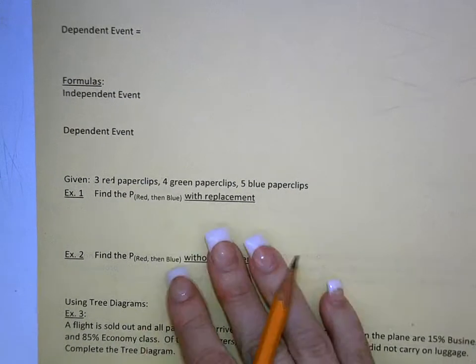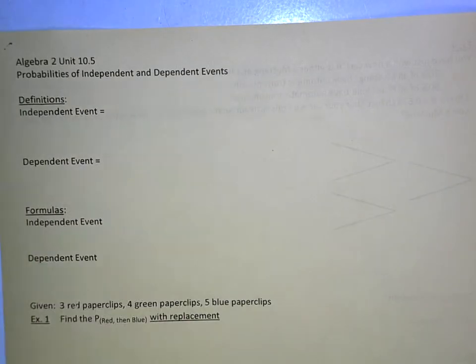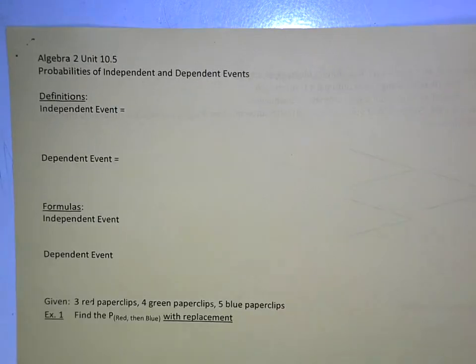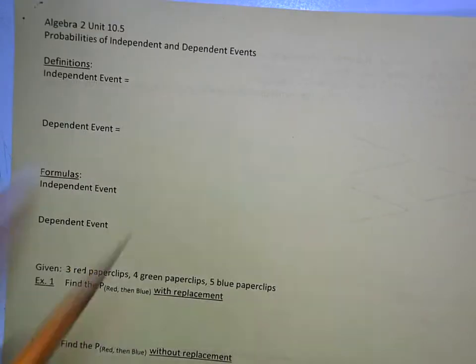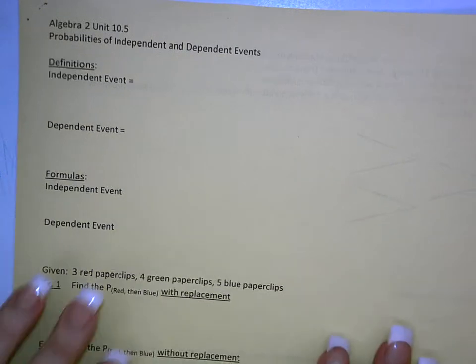So we are working on 10.5, probabilities of things called independent and dependent events. These are always when we're working on two things. So the probability of one thing happening and then another thing happening. First thing we need to know are a couple of definitions.